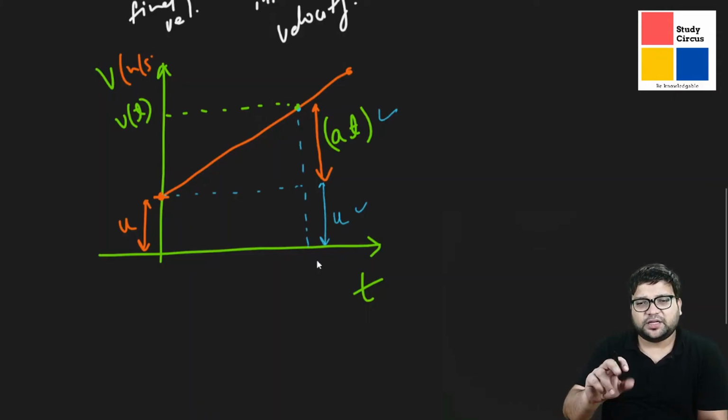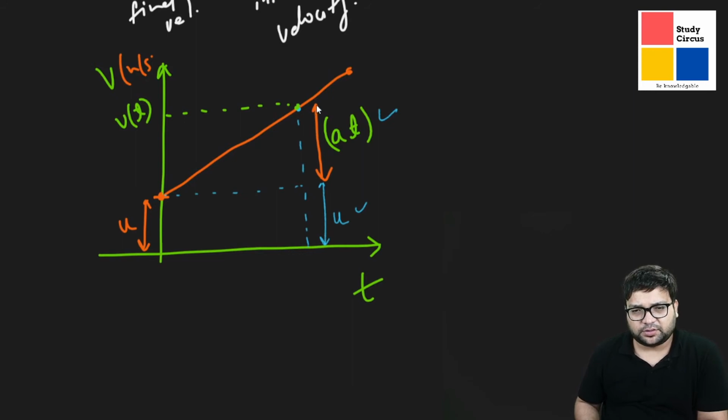Why is that thing at? This is acceleration into time. Why? Just see, this is the change in the velocity, isn't it? From the beginning the velocity was already u, and if we are trying to analyze at any point t naught, so this much is the change from the beginning, right?